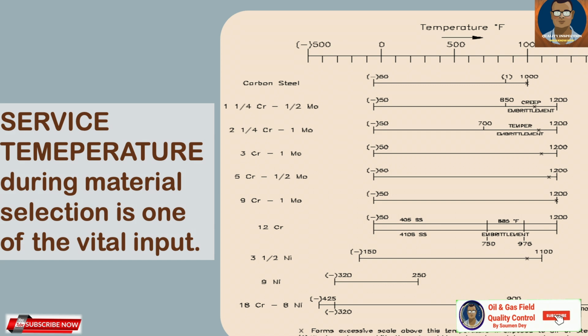Service temperature during material selection is one of the vital inputs. So you can see carbon steel with 1 1/4% chromium and half molybdenum. Service temperature range, it can handle -50 to 1200 degrees centigrade. But after 850 degrees centigrade, it has creep embrittlement. So you have to take care while designing. Let us take another example like 9 chromium and 1 molybdenum. It can handle -50 to 1200 degrees. So this way there are many critical details. I am only discussing the basics here, so I will not go into more details.